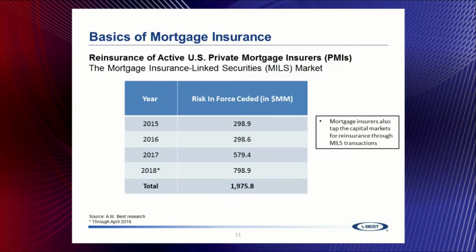The other market through which MI companies seek reinsurance is the capital markets, through MILs transactions. These types of transactions began in 2015. And you can see that in 2018, there have been 2 transactions so far of close to $800 million. So in total, there's close to $2 billion of risk in force ceded to the capital markets. But this is really a tiny fraction of the total risk in force of the 6 MI companies. It really is only about 80 basis points of their risk in force. But in terms of the companies that are involved in these deals, it's about 2% of their risk in force. Really still a very tiny amount.